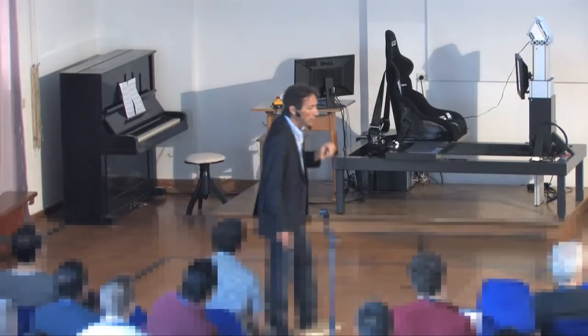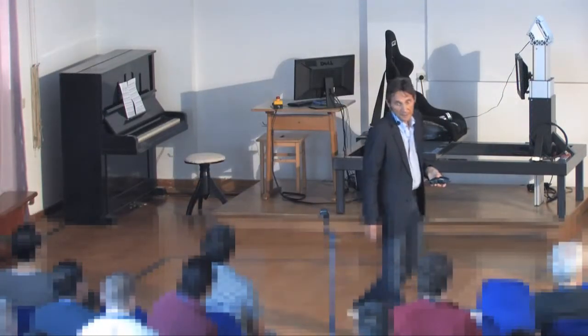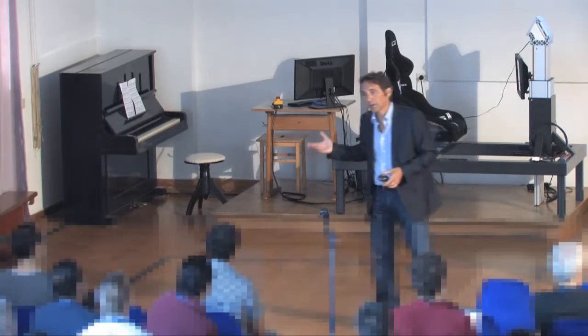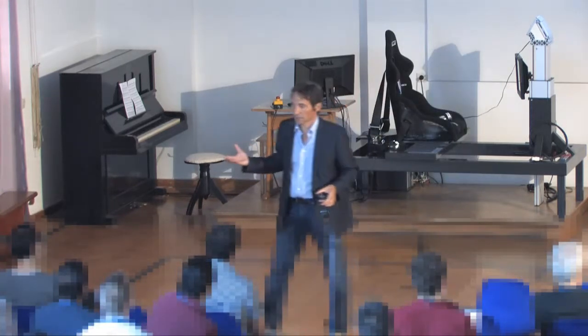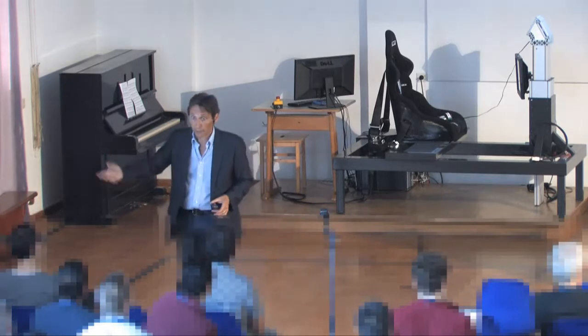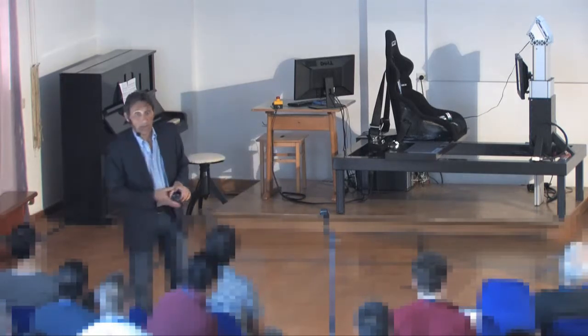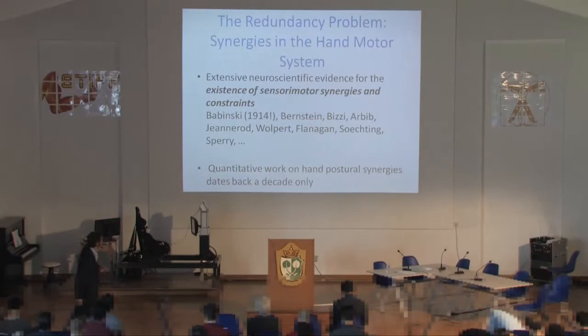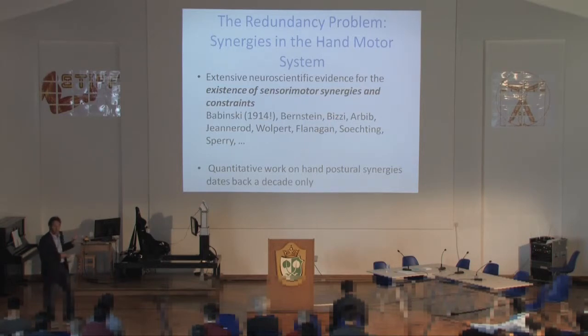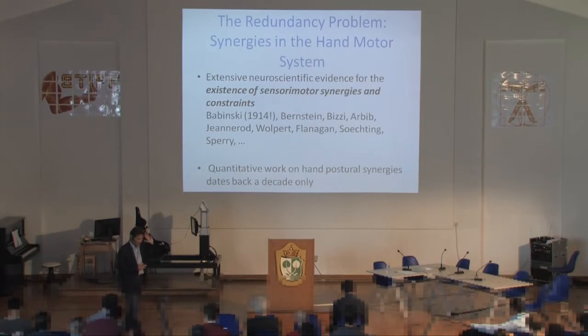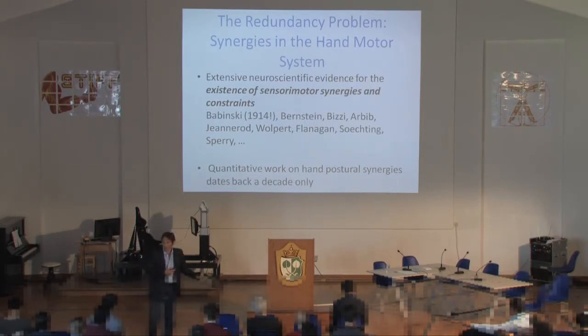So now we go to a different problem, the problem of redundancy. How does our brain manage to control so many degrees of freedom, both actuation and sensing? This was called the redundancy problem. You probably know more than I do, but there is extensive neuroscientific evidence for the existence of sensorimotor synergies, whatever name you want to give to those: synergies, modes, primitives. I know at least 10 different names for this idea.